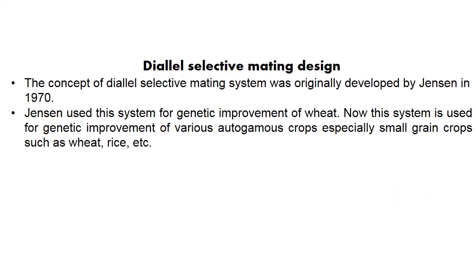Second one is diallel selective mating. The concept was developed by Jensen in 1970. He used this system for genetic improvement of wheat. Now this system is used for genetic improvement of various autogamous crops, especially grain crops like wheat, rice, etc. Remember, population improvement methods and approaches are mainly popular among cross-pollinated crops because of their pollination habit, but in self-pollinated crops they are less attractive.